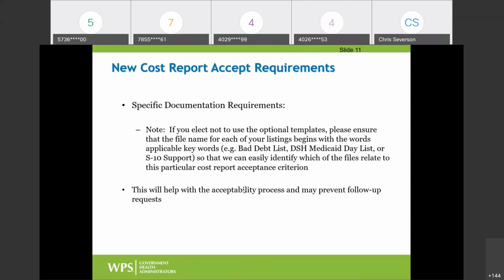We only have 30 days internally to accept these for the most part. So obviously now there's a lot more work to do at acceptability than there was in the past. Of course, that goes the same for you as well as providers, that there's a lot more work on your part as well. So this should just help with the acceptability process. It'll prevent follow-up requests. It'll really save everybody a little bit of time if it's named properly.